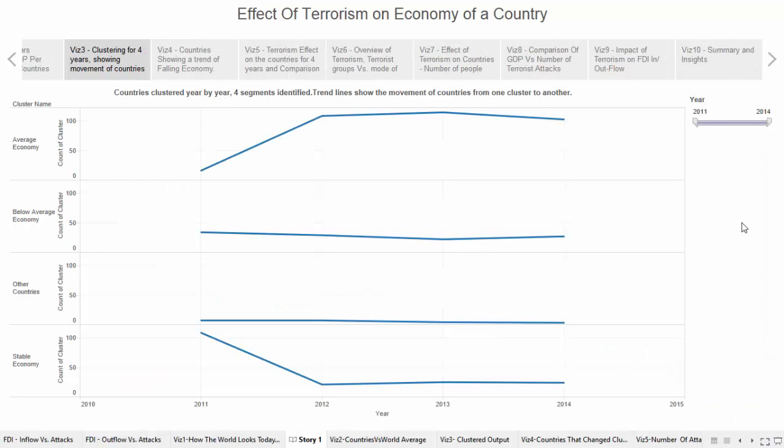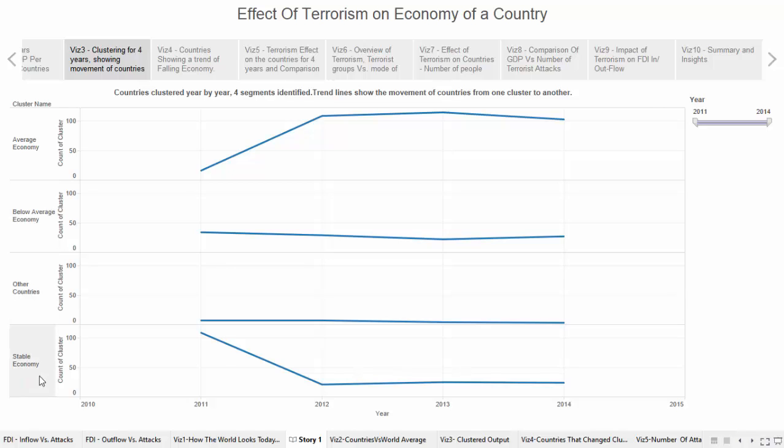After this, we used base size for clustering purposes. We selected 9 parameters and tried to cluster our entire data into 4 segments, named stable economy, average economy, below average economy, and other country.